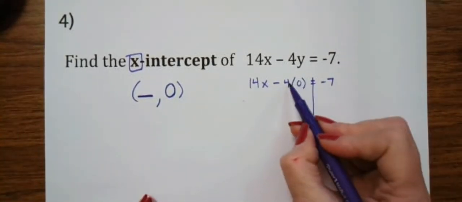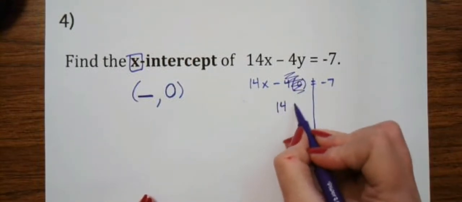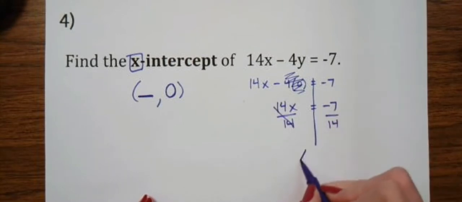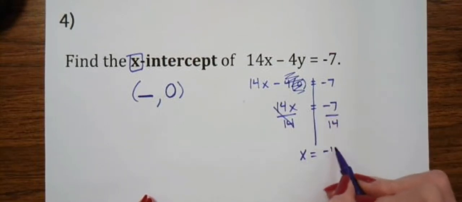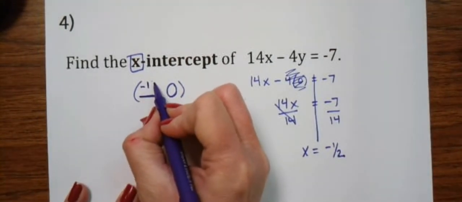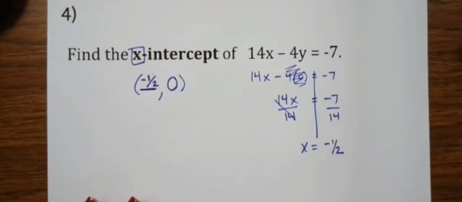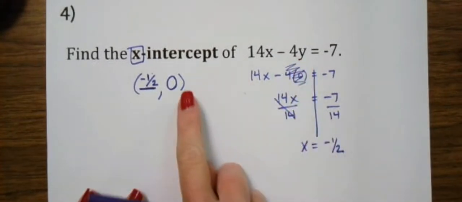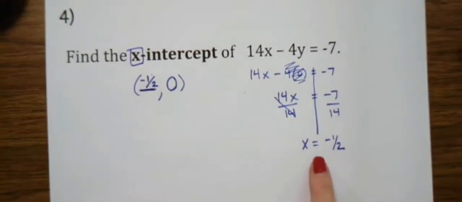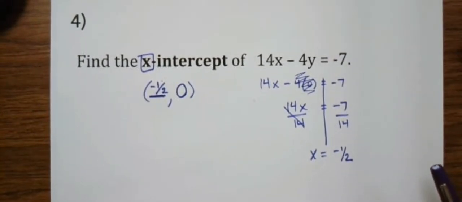All right, so notice here I have 4 times 0. That's just going to scribble out and make 0. So I have 14x equals negative 7, and I'm solving for x. Dividing by 14, I get x equals negative 7/14, which is negative 1/2. If I graph this line on a coordinate plane, it's going to touch the x-axis at the point negative 1/2, 0. So it's not always going to be a whole number. It could definitely be a fraction in some cases.